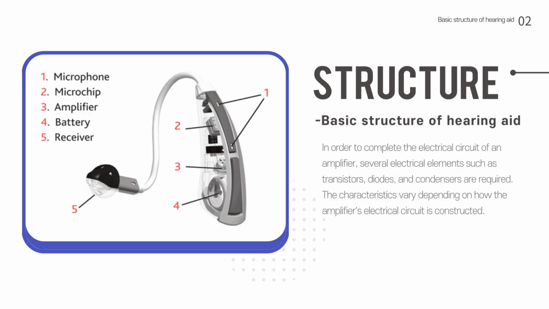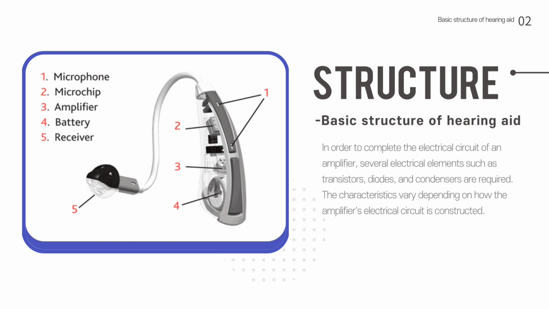The hearing aid consists of an input device, a microphone, a type of converter that converts an acoustic signal into an electrical signal; an amplifier that amplifies the converted electrical signal; a regulator that controls the characteristics of the amplifier; a power source that supplies electrical energy to the amplifier; and an output device, a receiver, that converts the amplified electrical signal back into an acoustic signal.